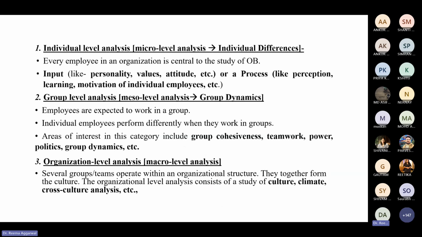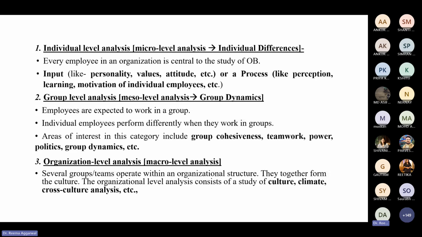So OB में हम 3 level पे analysis करते हैं. One is at individual level, जिसे हम कहते हैं micro level analysis. So it is to study the individual differences. Every time we have a question, na, ki if AI is coming, what will happen to our jobs, right? So AI is a machine, but individual mindset is different from a machine. Machine एक जैसा सोचती है, but individuals differently सोचते हैं. So their mindset is different. Their way of behaving is different.